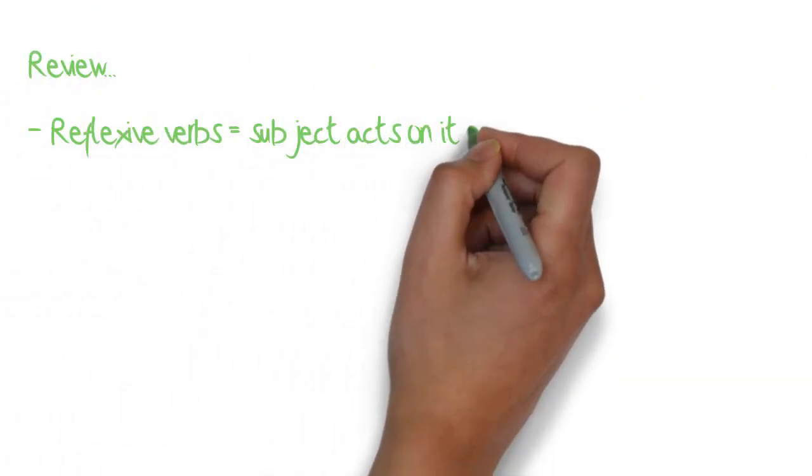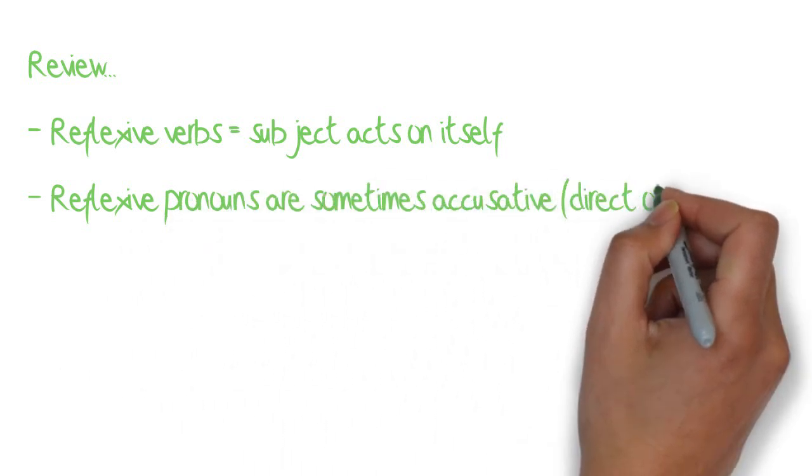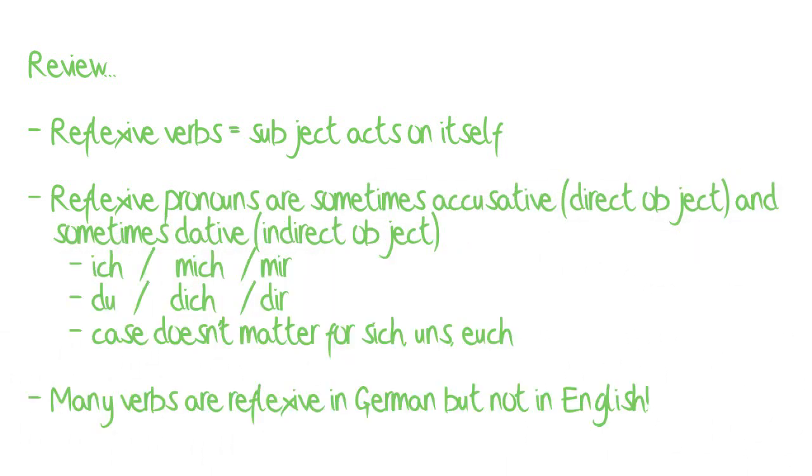Let's review. Reflexive verbs are verbs where the subject acts on itself. Reflexive pronouns are sometimes accusative, for direct objects, and sometimes dative, indirect objects. Ich becomes mich or mir, du becomes dich or dir, but with sich, uns, and euch, case does not matter. And watch out, there are a lot of German reflexive verbs that are not reflexive in English, so you'll have to learn those verbs carefully.